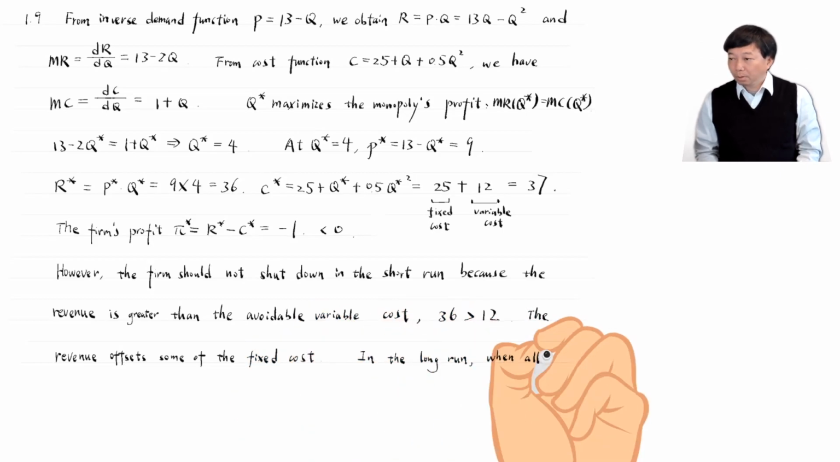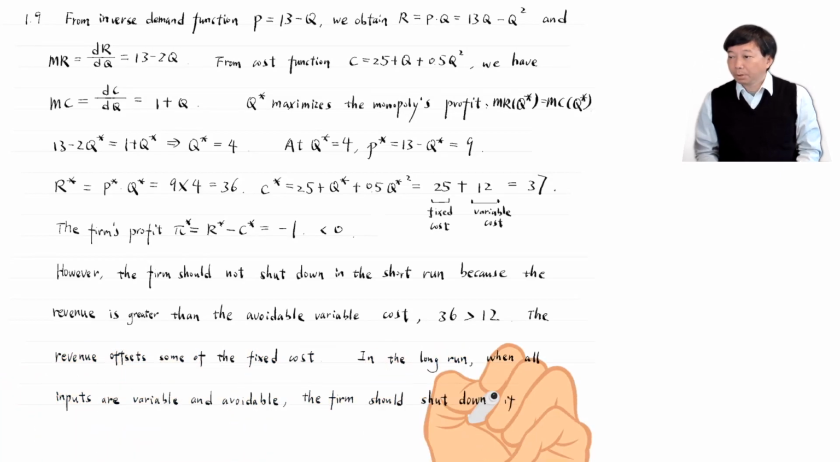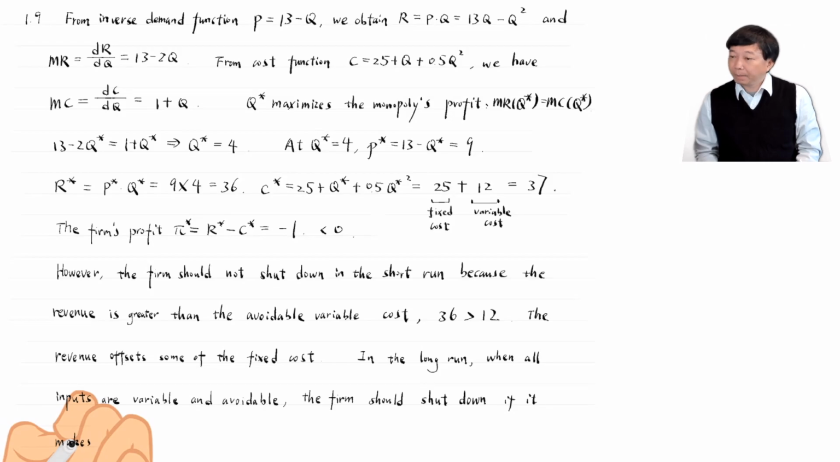In the long run, when all inputs are variable and avoidable, the firm should shut down if it makes a negative profit.